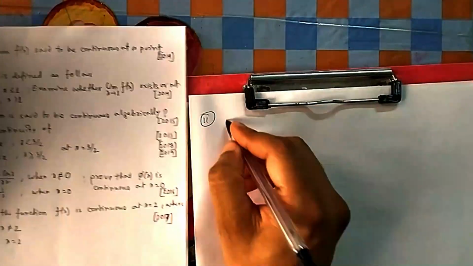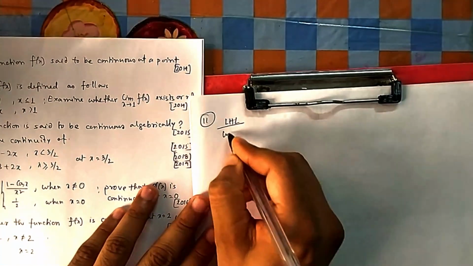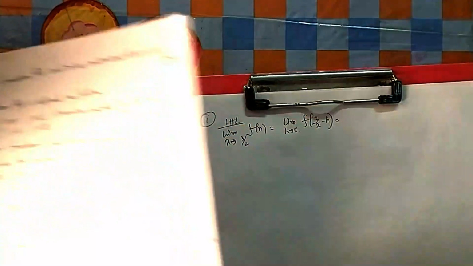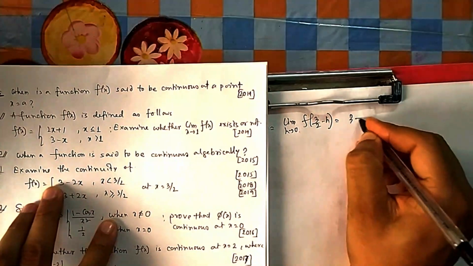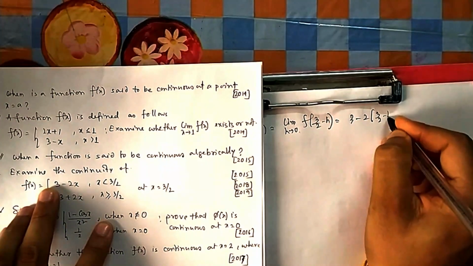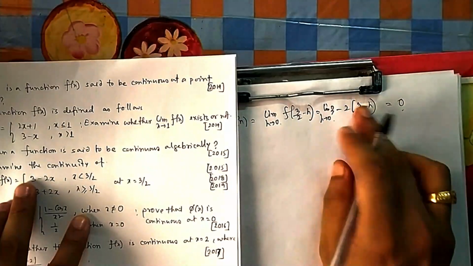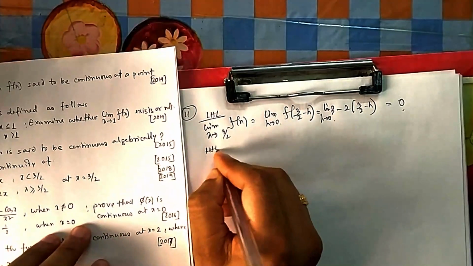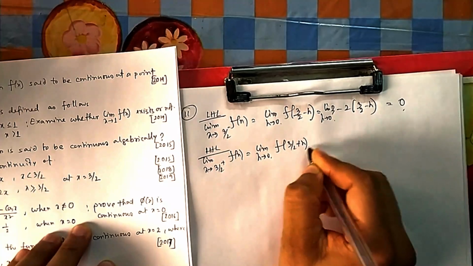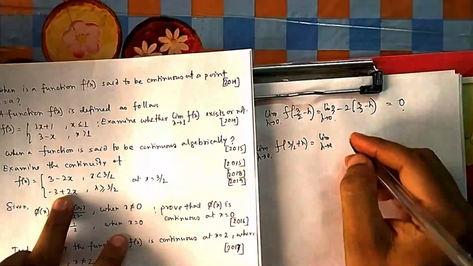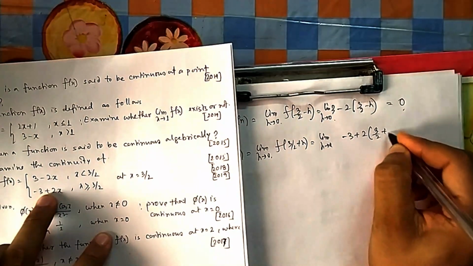11. Examine the continuity. Same type, again I am doing LHL, limit x tends to 3 by 2 minus f of x. So little less than 3 by 2 you will be using this one, 3 minus 2x. Instead of x I am writing 3 by 2 minus h. So if you put h tends to 0, then it is 3 minus 3, that is 0. 2 cancels, 3 minus 3 is 0. RHL, so it will be 3 by 2 plus h. So little more than 3 by 2 you will be using this one, minus 3 plus 2x. Instead of x it is 3 by 2 plus h.